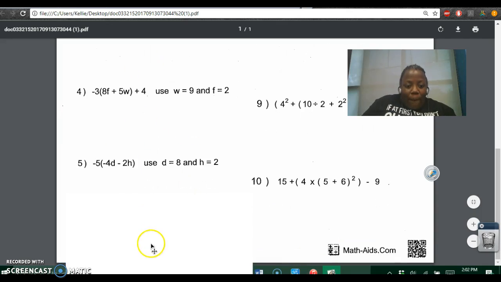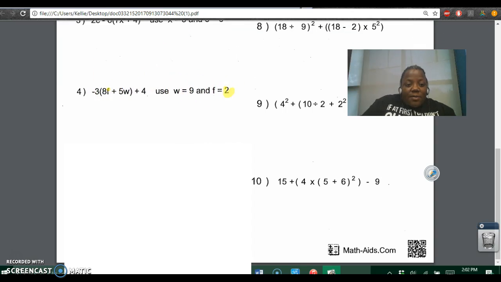Let's go to number 4. Start with, there we go, the substitution. So W equals 9, F equals 2. Rewrite it. -3, 8 times F. F was 2. Plus 5 times W, which is 9.